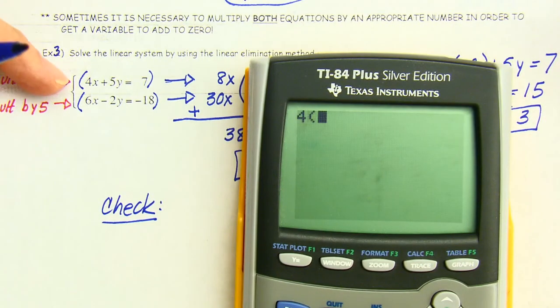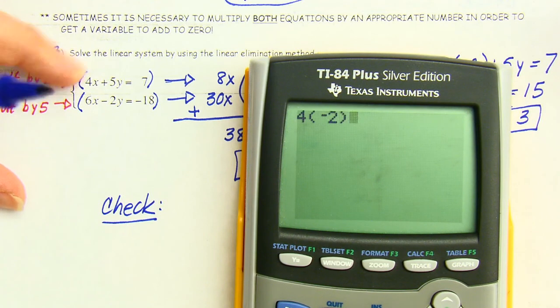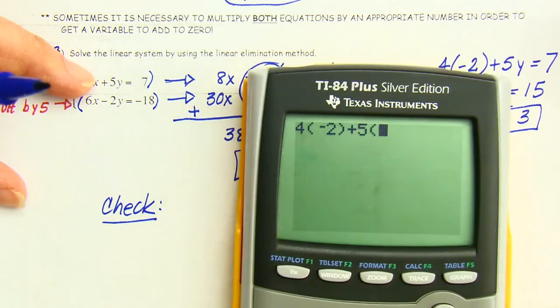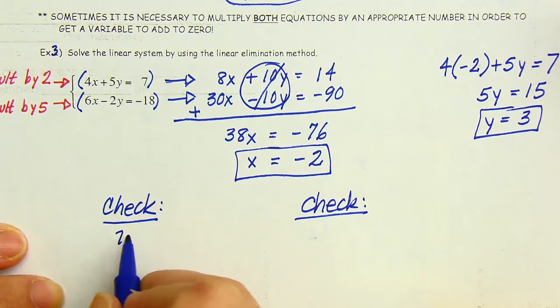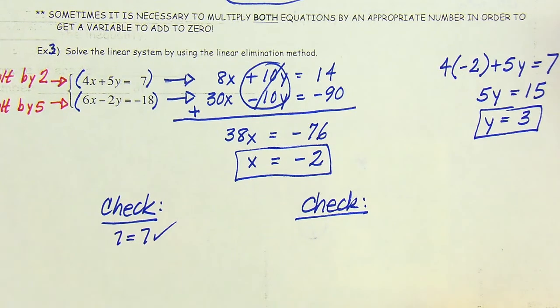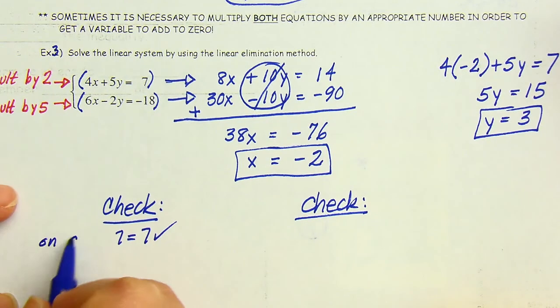4 parenthesis for x, I'm up here in the system, and x was negative 2, plus 5 parenthesis for y was 3, and I'm going to hit equals, and I see that it's 7. 7 equals 7. Okay, so I did this on the calculator.